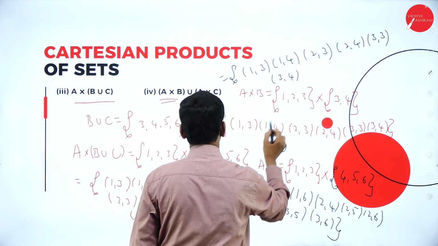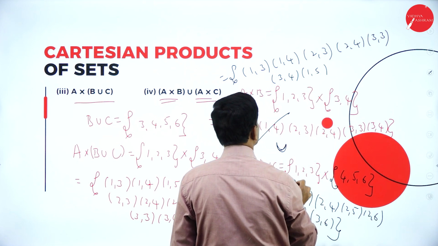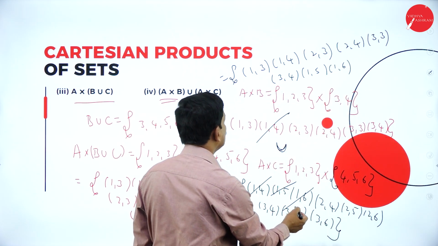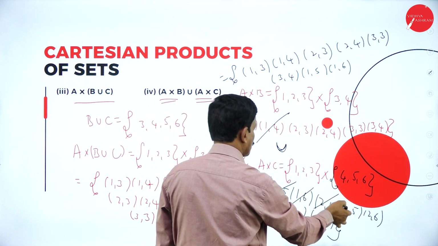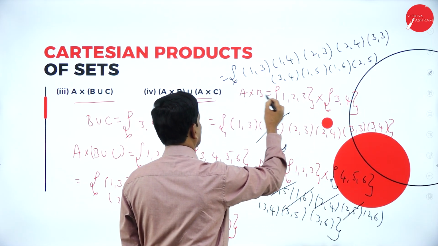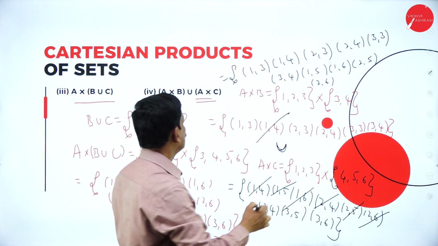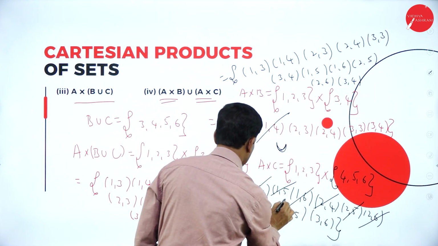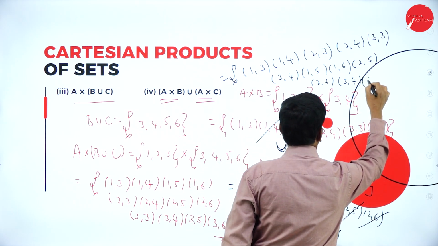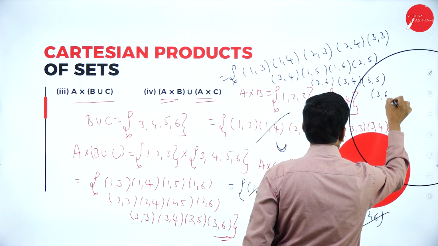So, (1,4) is here, so (1,4) and (1,4) cancel. (1,5) is not there, so you can write (1,5). Then (1,6) we have not taken, so write (1,6). (2,4) is already taken, then (2,5) we have not taken, so (2,5), then (2,6). Then (3,4) is also taken, (3,5) is not taken, so take (3,5) and (3,6). We have not taken (3,6).